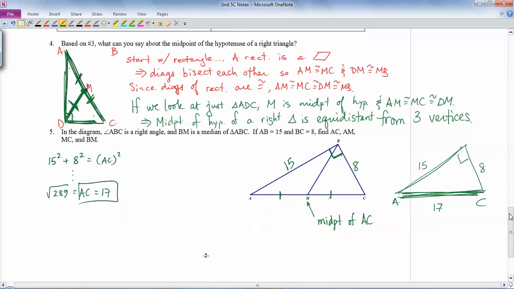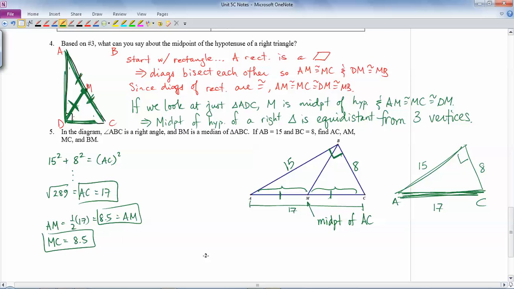Okay, so this whole thing's 17, which really means that AM and MC are each half of 17, right? So AM equals half of 17, which is 8.5. And then MC has to be the same thing, 8.5. So I'll write AM here just so I can put it in its own box. Okay, so now I know 8.5, 8.5.